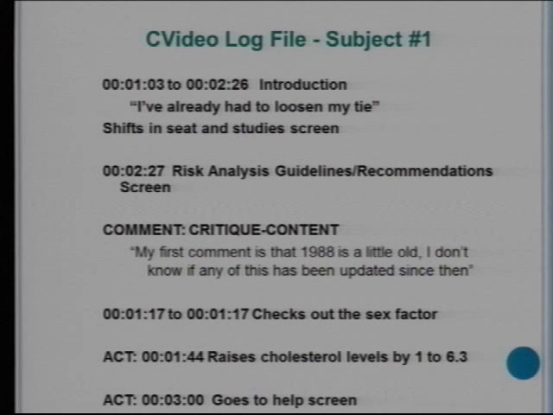At first, the user says, I've had to loosen my tie. If I had the video, it's quite funny. And you can click on the number. It goes right to the part where he's just sitting here. I'm recording him. And says, my first comment is 88 is old. I don't know if anything has been updated. So we're very interested, again, not just usability, but usefulness. This was a usefulness category.